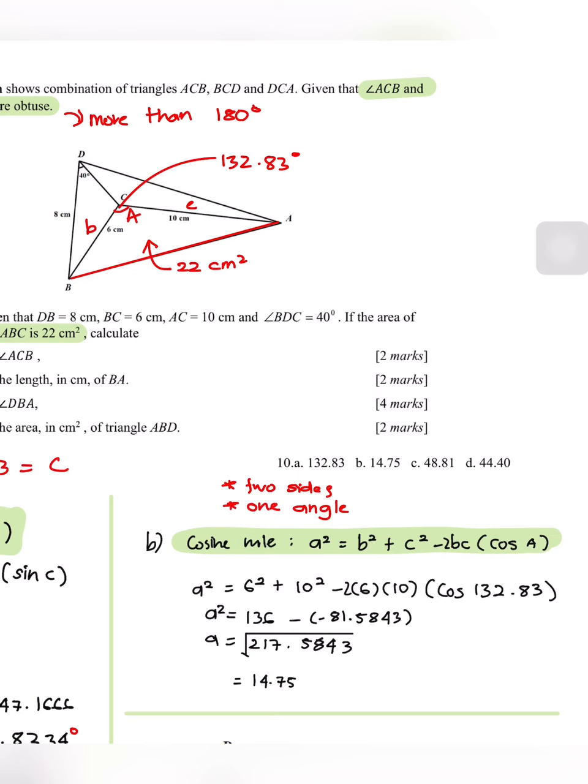a squared is what we want to find, and it is 6 squared plus 10 squared minus 2 times 6 times 10 times cos 132.83, which is our A right here. So we will get the final answer, which is 14.75.